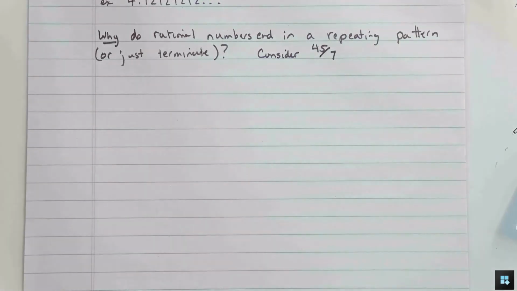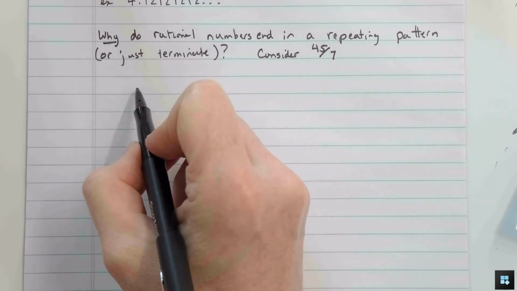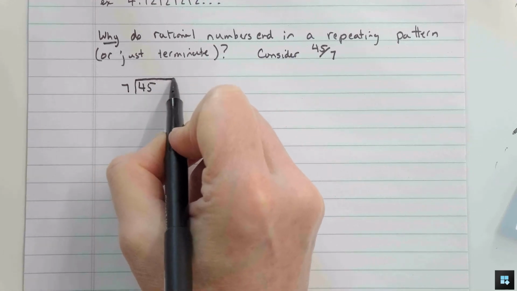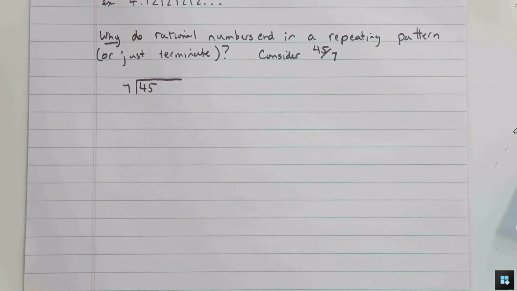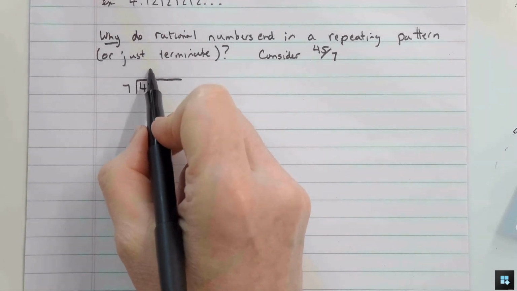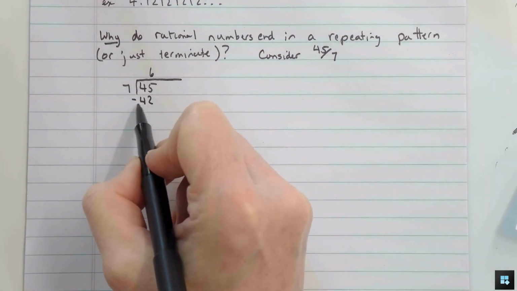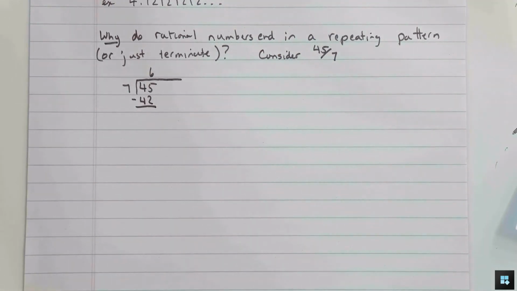So we'll look at the fraction 45 divided by 7, and we'll use long division to see how come this has to become a repeating decimal or just terminate. Hopefully you remember your 7's multiples. 7 divides into 45 6 times, so we'll put a 6 here. And then 6 times 7 is 42, so we write 42 and subtract. 45 minus 42 is 3.